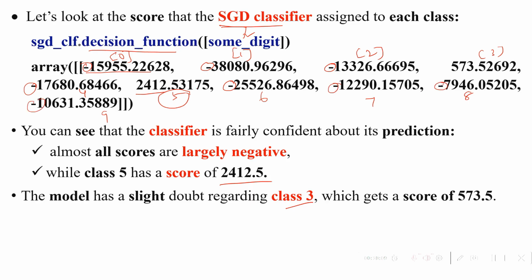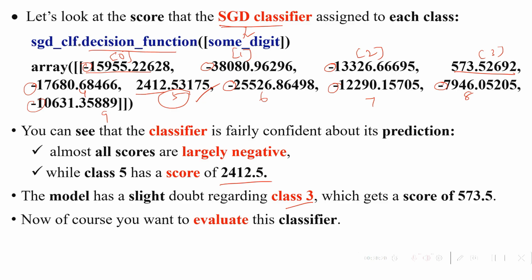Only class label 5 and class label 3 have positive scores: 573.252 for class 3 and 2412 for class 5. Among these two classes, class label 5 has the highest score, so that's why we are going to assign class label 5 for the given digit image. Okay, now this is about the stochastic gradient classifier.